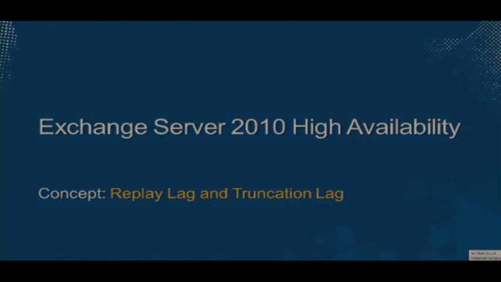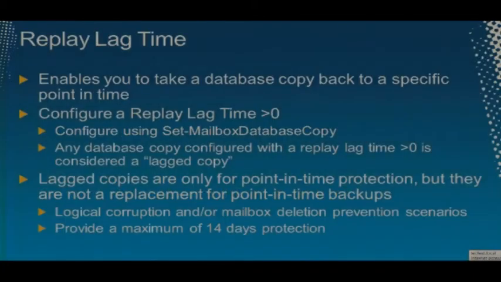Okay, and the last thing I want to talk about in this session are replay lag and truncation lag. Again, we introduced these in 2007 and carried them forward into 2010. I'll talk about replay lag first because that is the much more commonly used setting. A replay lag time is simply when you've configured a mailbox database copy with a replay lag time greater than 0. We first introduced replay lag time when we introduced standby continuous replication in Exchange 2007 Service Pack 1. We did have a hard-coded lag of 50 log files that we kept, but we also allowed the administrator to add additional lag time on top of it.